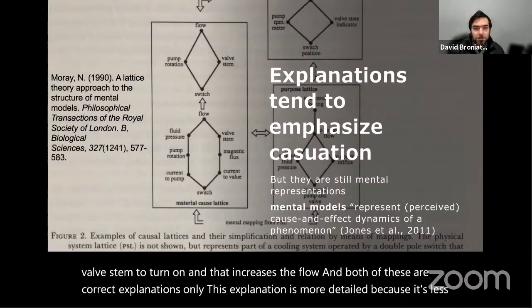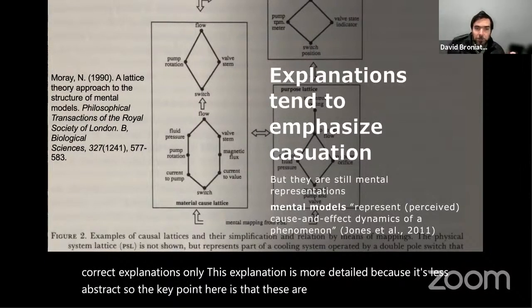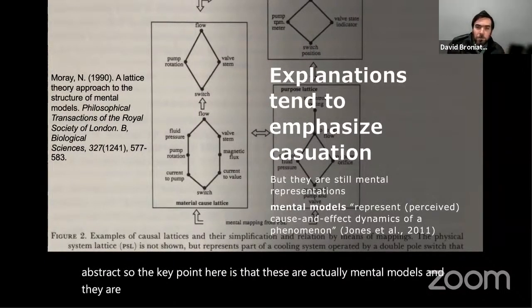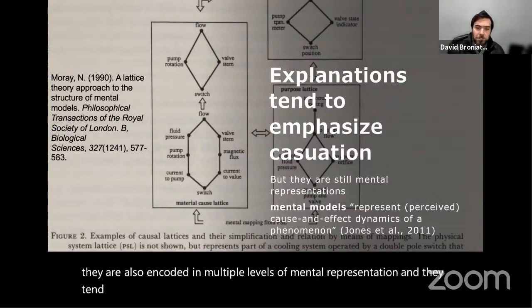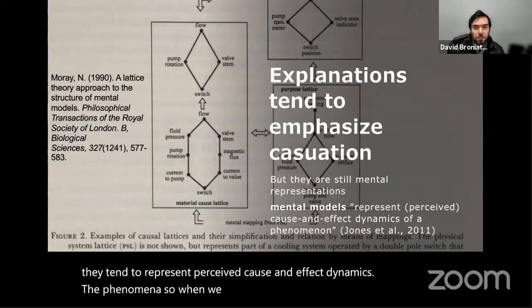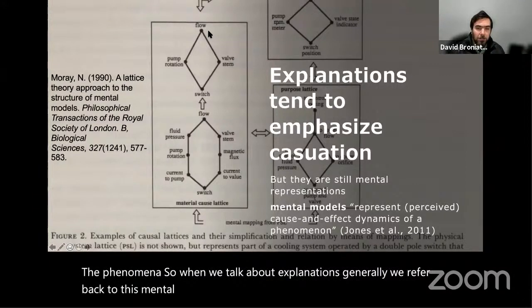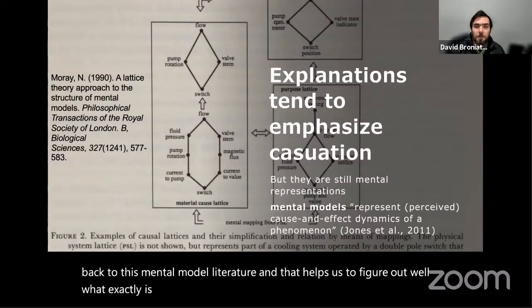So the key point here is that these are actually mental models, and they are also encoded in multiple levels of mental representation, and they tend to represent perceived cause and effect dynamics of a phenomenon. So when we talk about explanations, generally we refer back to this mental model literature, and that helps us to figure out, well, what exactly is this model doing?